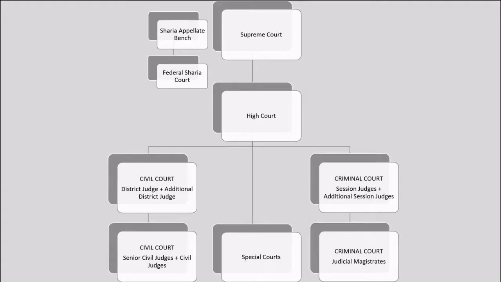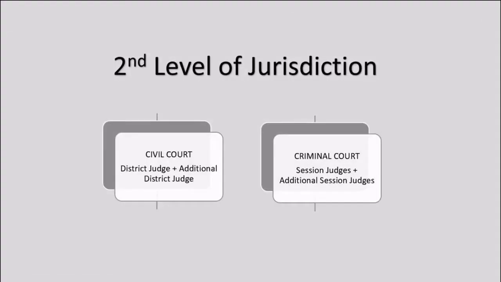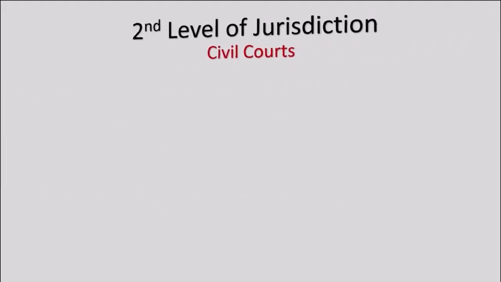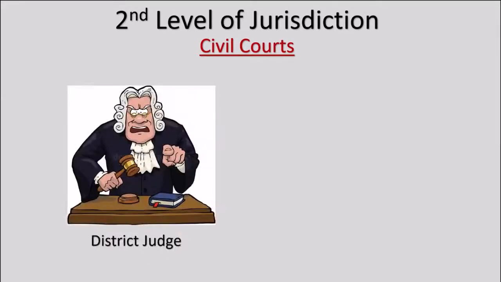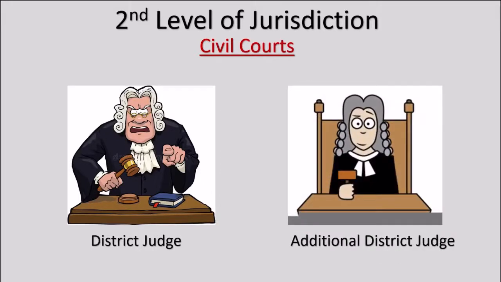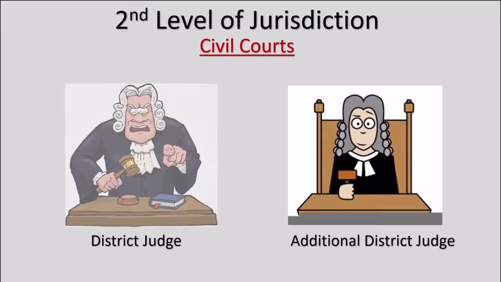Going back to the concept map showing the Pakistani court structure, we notice that the second level of jurisdiction consists of only two paths now, either a civil or a criminal one. The civil courts of the second level consist of district judges who investigate appeals against the decisions of the first level civil judges, and additional district judges who also investigate appeals against the decisions of first level civil judges whenever the load is too heavy to be carried by district judges.